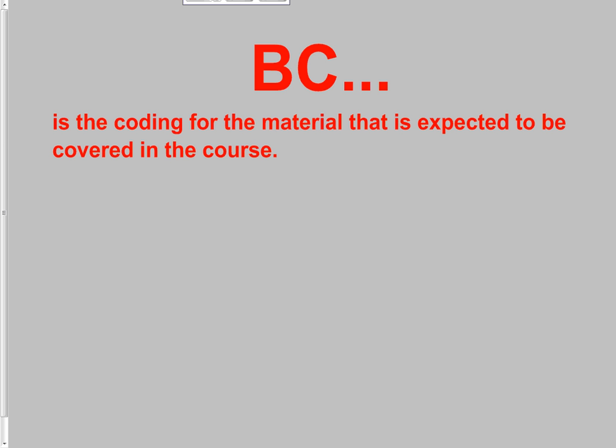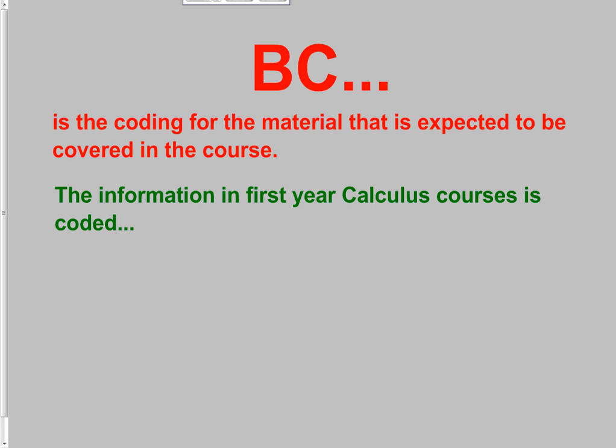Now, the next thing in the title of the course is the BC, and I want to make sure that we understand this because a lot of people are familiar or know that they're taking Calculus AB or Calculus BC, but may not be real clear on what the distinction or the difference is between those two courses. Okay, now BC is the coding for the material that is expected to be covered in the course. As such, a class like Calculus AB and Calculus BC have some commonalities between them, but there is different material required to be covered in AB than there is in BC.